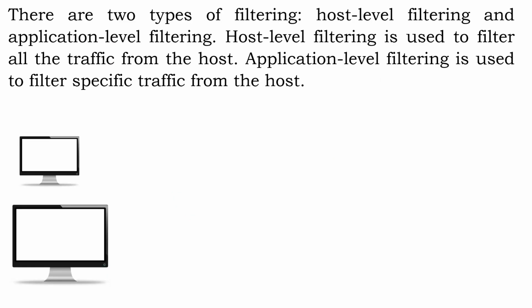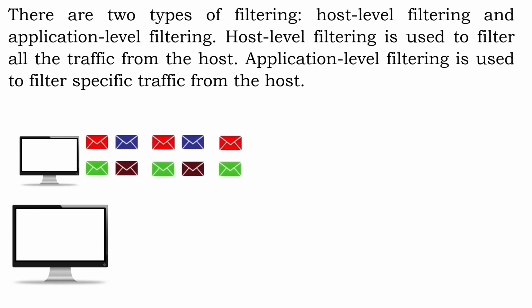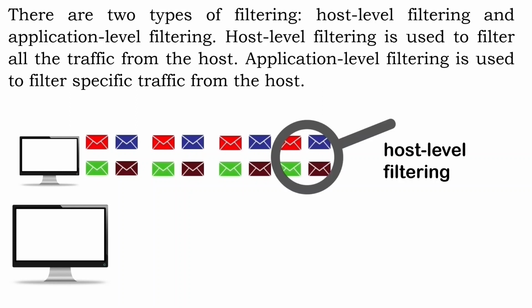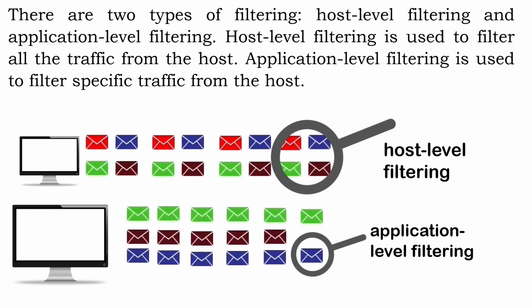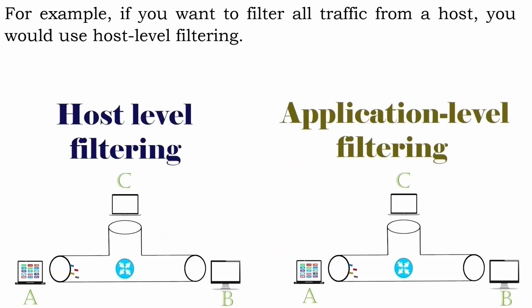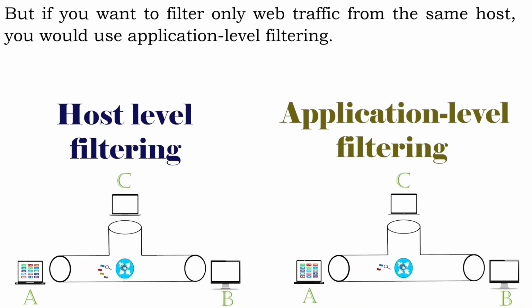There are two types of filtering: host-level filtering and application-level filtering. Host-level filtering is used to filter all the traffic from the host. Application-level filtering is used to filter specific traffic from the host. For example, if you want to filter all traffic from a host, you would use host-level filtering. But if you want to filter only web traffic from the same host, you would use application-level filtering.